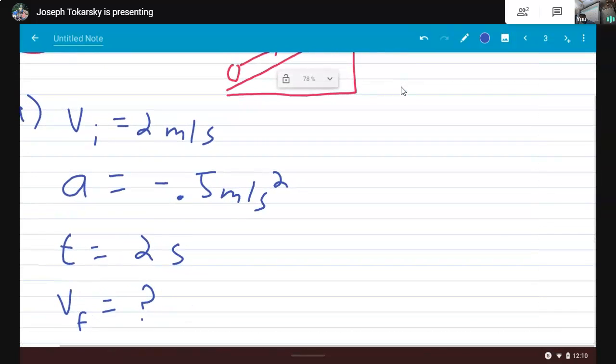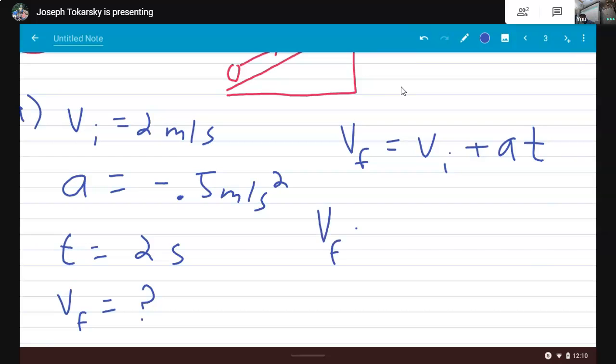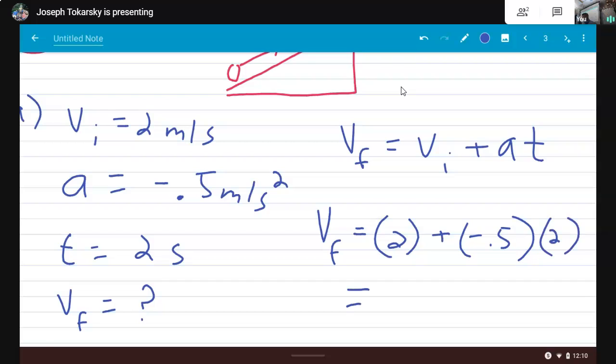Early on, most of these have been using equation 1. Then we mixed it up a little more later. But equation 1 still is VF equals VI plus AT. This time we're solving for VF, so we don't have to rearrange it. We can just plug in the numbers. 2 plus negative 0.5. We had to make that negative. So that'll be 2 minus 1, essentially, which will be 1 meter per second.